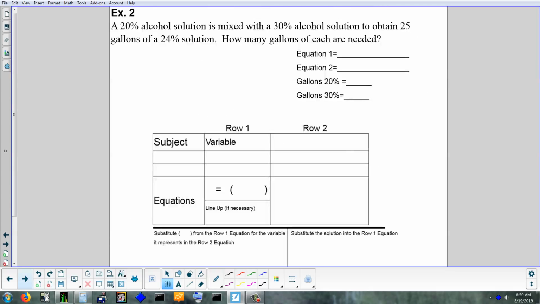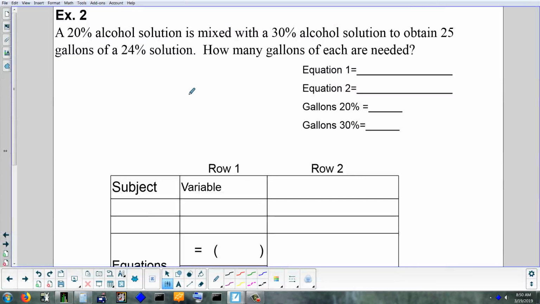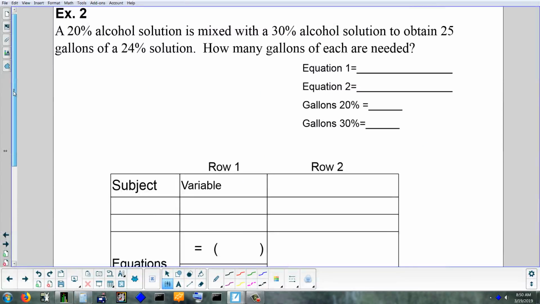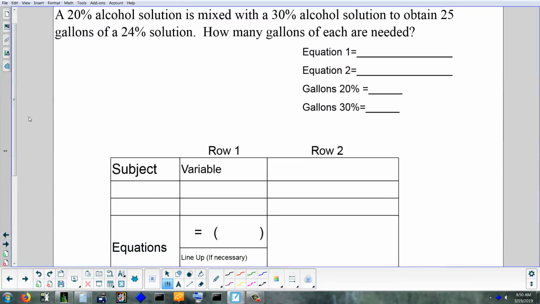Let's try this one. So you already have the example written. Somebody tell me, how about Nicole? Tell me the first solution. 20% alcohol. All right, that's one. How about Joe? What's my other solution? 30% alcohol. And if you look at a bottle of rubbing alcohol, it usually does have the percent on it, like 71% rubbing alcohol, and the rest is water.